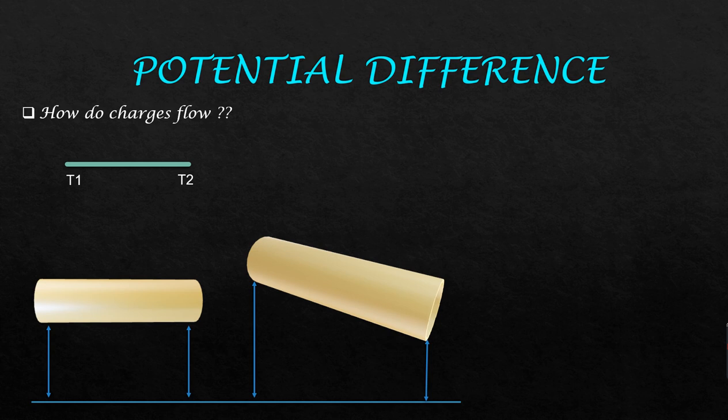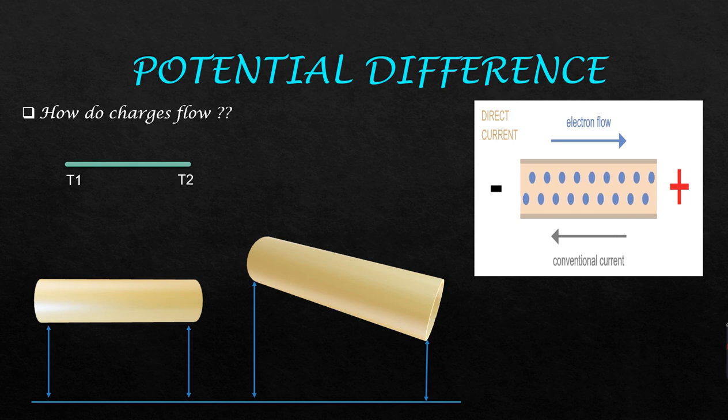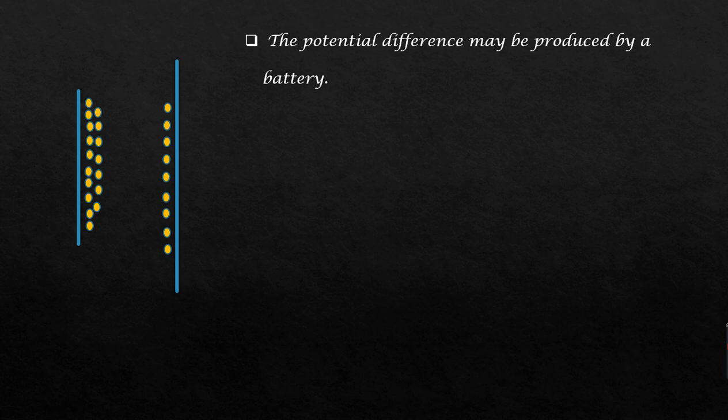So similarly, our charges flow in order to produce electric current. So these charges to flow, they require potential difference. Okay, so potential difference is nothing but the difference in the potential at the one point and the other point. Okay, so let us learn what is exactly potential difference. So this potential difference can be produced by a battery in the circuit.